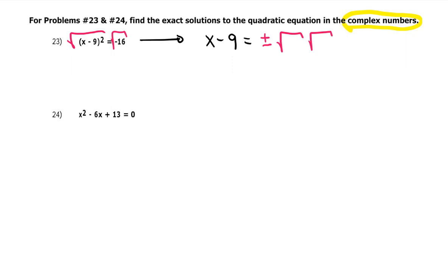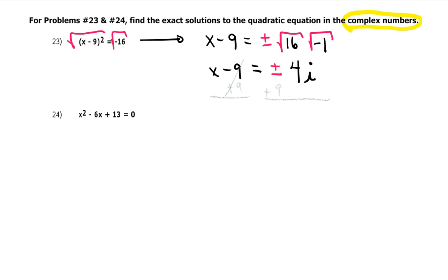And then I'm going to break this down to be the square root of a positive 16 times the square root of a negative 1. And then remember that it's plus or minus. The square root of 16 is 4, and the square root of negative 1 is represented by the letter i. And so now all you have to do is add 9 to cancel it out here, but you have to add 9 on the other side.